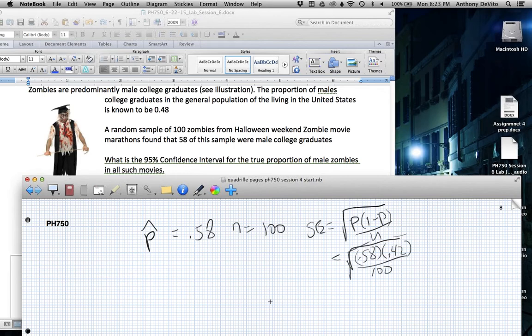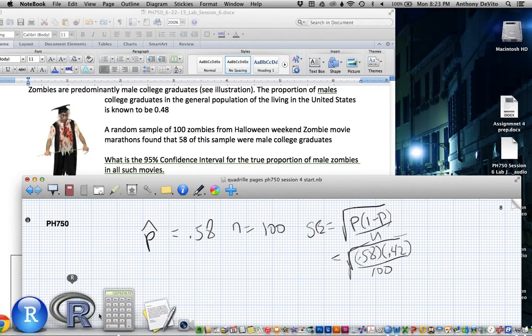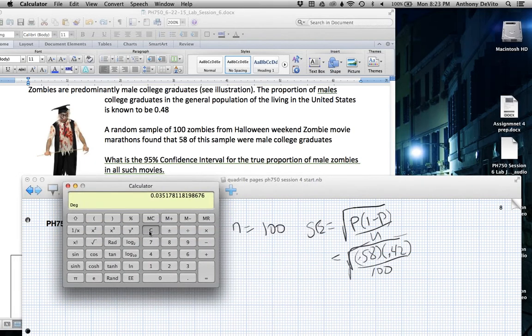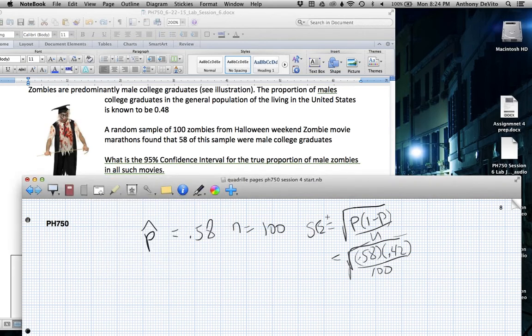Okay, let's do this calculation quickly. 0.58 times 0.42 divided by 100, and equals this, and then I'm going to take the square root of this, and it comes out to be about 5%. Okay, so the standard error is equal to 5%, 0.05.